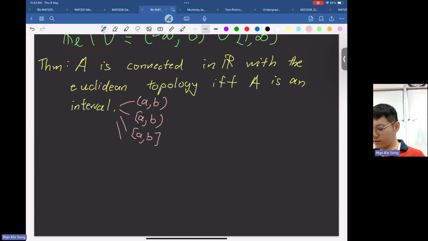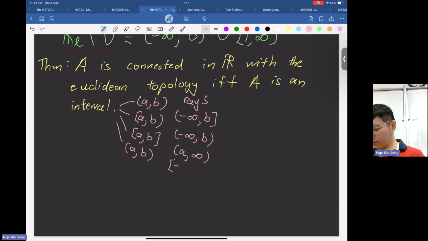So something like this. Also something like open first and then close it. And you will see that some books will say rays, where one side becomes infinity. So maybe negative infinity to B, open, or A to infinity, or including A to infinity, or even we consider the whole real line. Okay, these are all intervals.